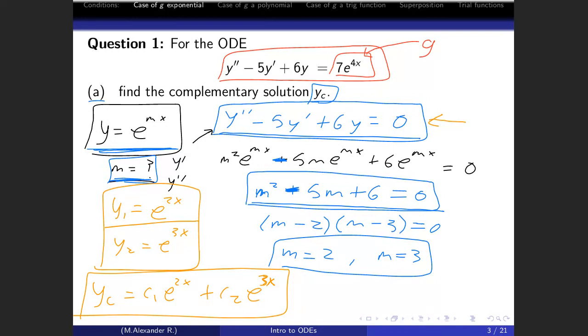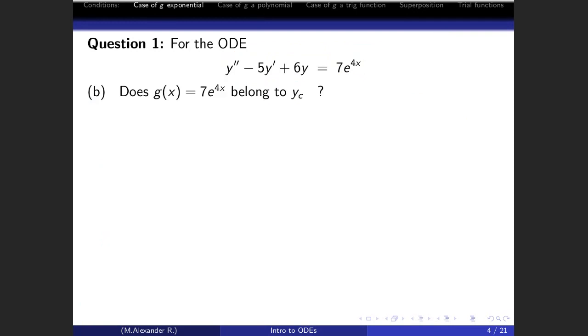All right, so one thing to keep in mind is the complementary solution and then the g. Focus on those two pieces of information from the problem. Now we're going to go into part B. Part B is asking us, does the g function belong to the complementary solution?